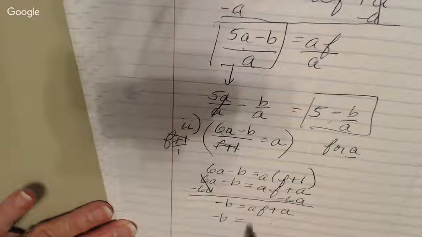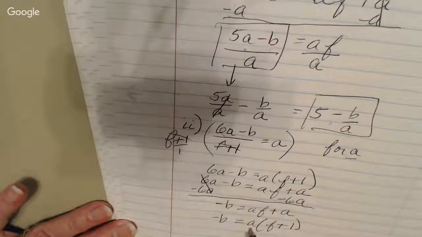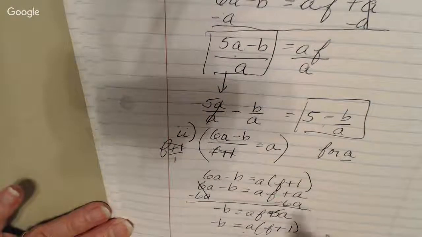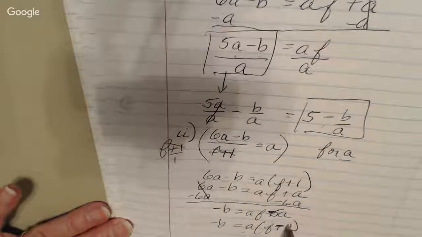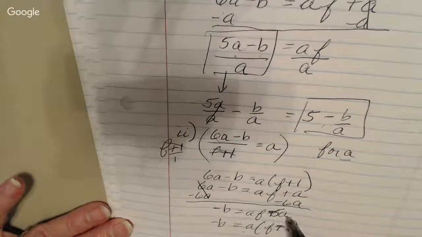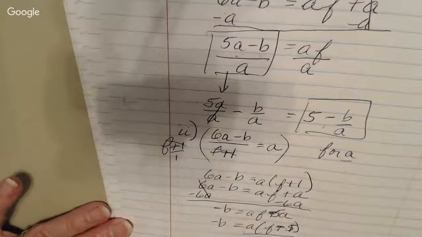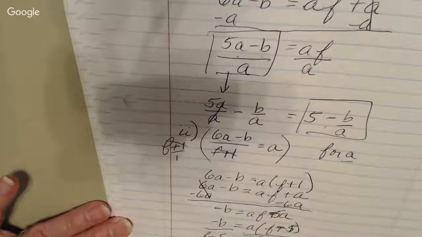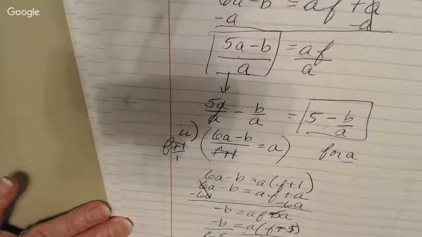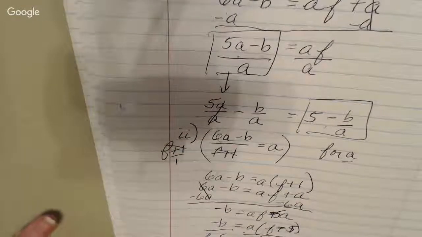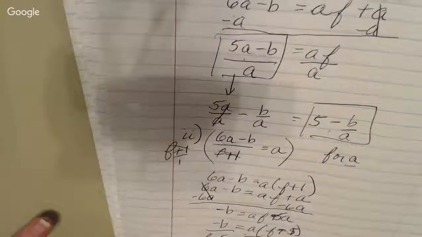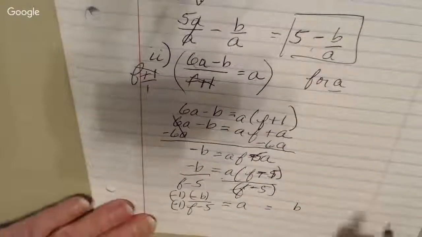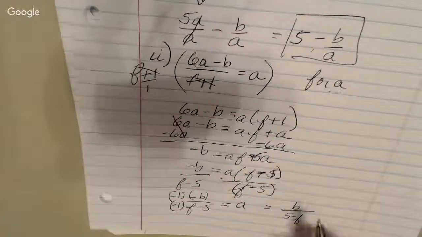And so now factor out your a, get f plus 1, divide by, I did that wrong. A minus that is negative 5a. So factor out my a, I'm going to get a negative 5 here. That's because a plus negative 6a is negative 5a. Okay, so now we're going to divide by a. No, we're going to divide by f minus 5. Divide by f minus 5. So a equals negative b over f minus 5. And you could multiply the top and the bottom by negative 1 so that we don't have a negative on top. So we'll end up with a positive b over 5 minus f, which is what they give in the answer key.